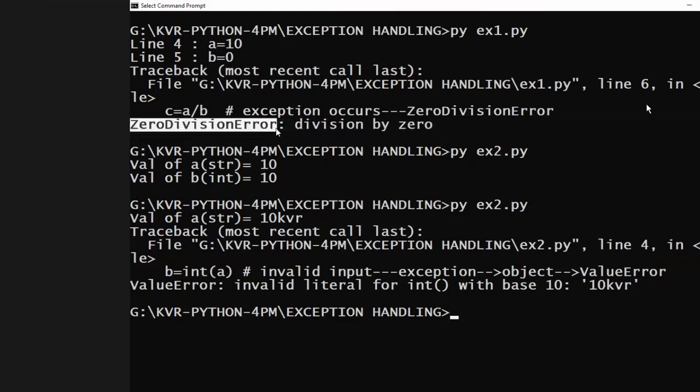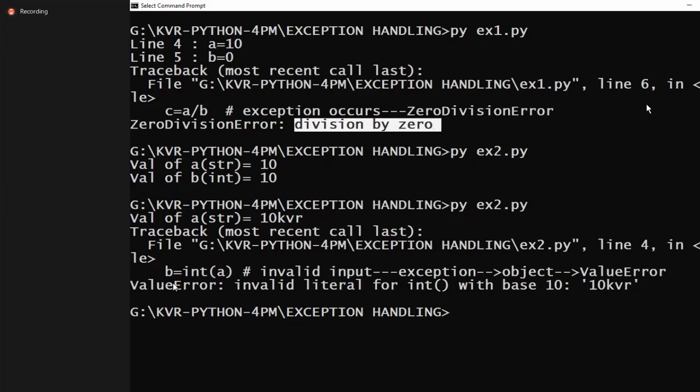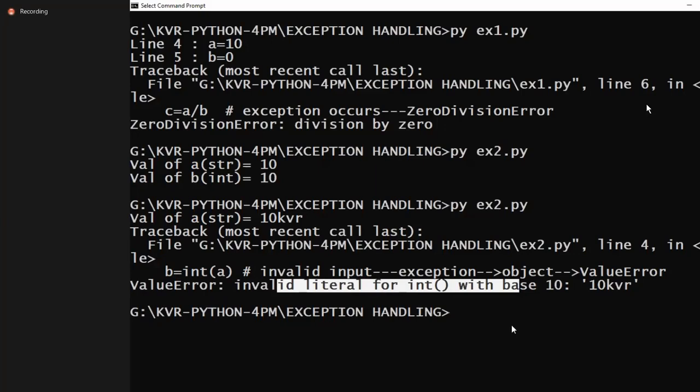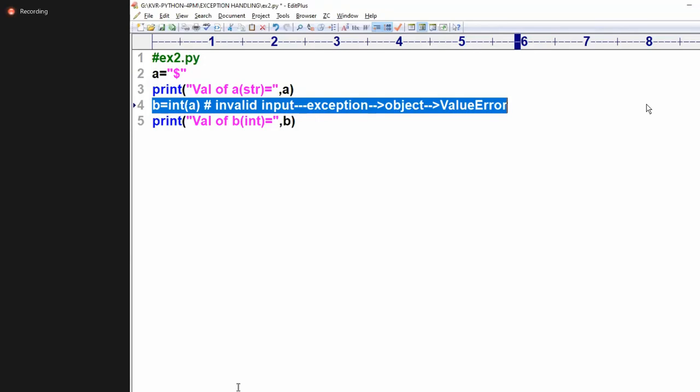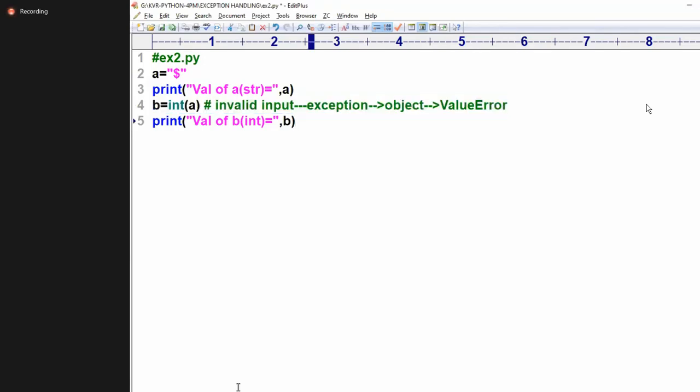Once again, I am writing here a dollar sign. Dollar is a special symbol. I am trying to convert it into an integer value. Is it possible to convert? Not possible to convert. Immediately we get what error? ValueError. So ValueError is coming because of what? Unable to convert, unable to typecast. Already we learned the typecasting functions. When unable to convert, you get a ValueError.